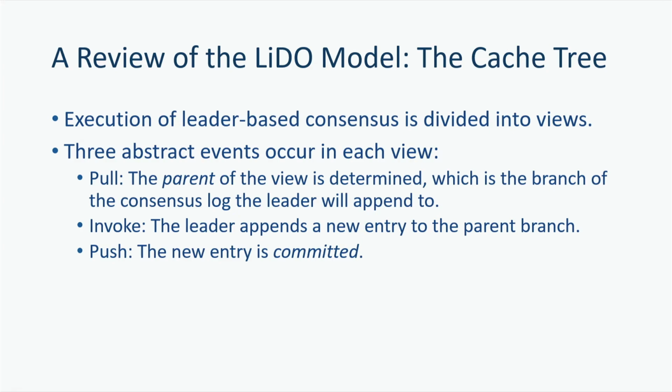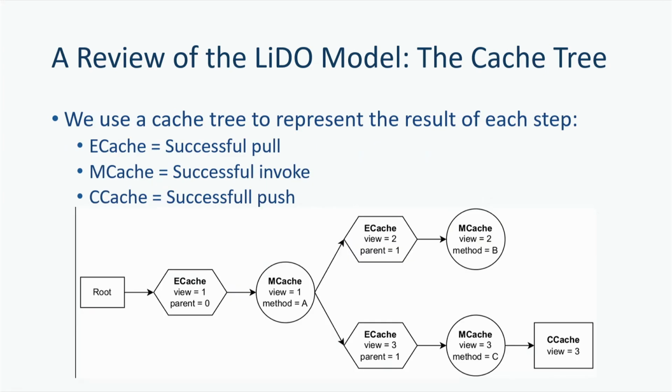And that's the pull step. And in the invoke step, you actually append your entry. And in the push step, you attempt to commit your entry, which might succeed or fail. And the cache tree is a graphical representation of the result of these steps.